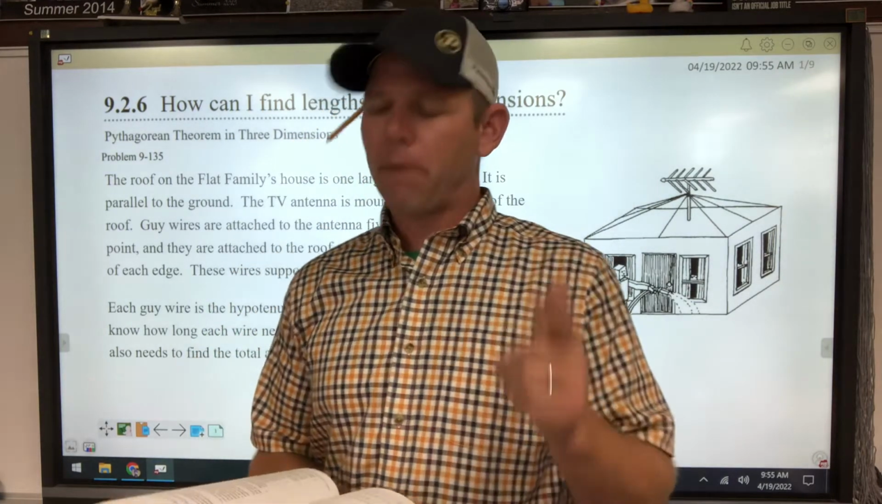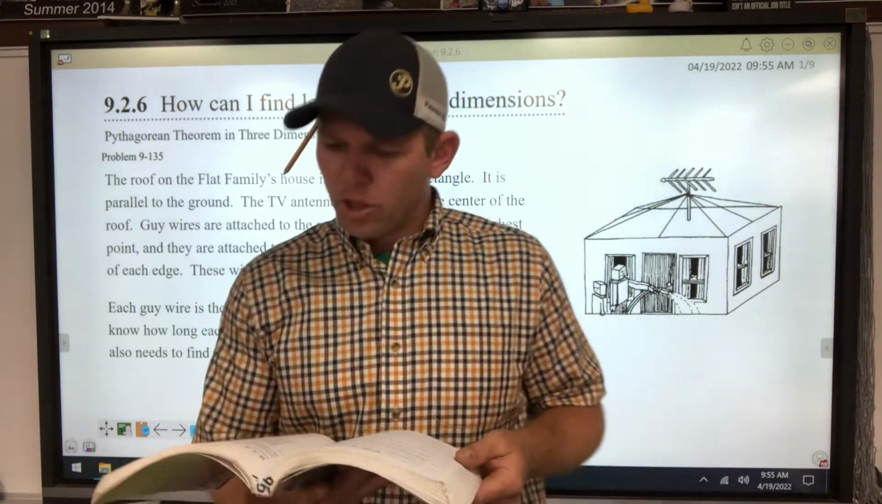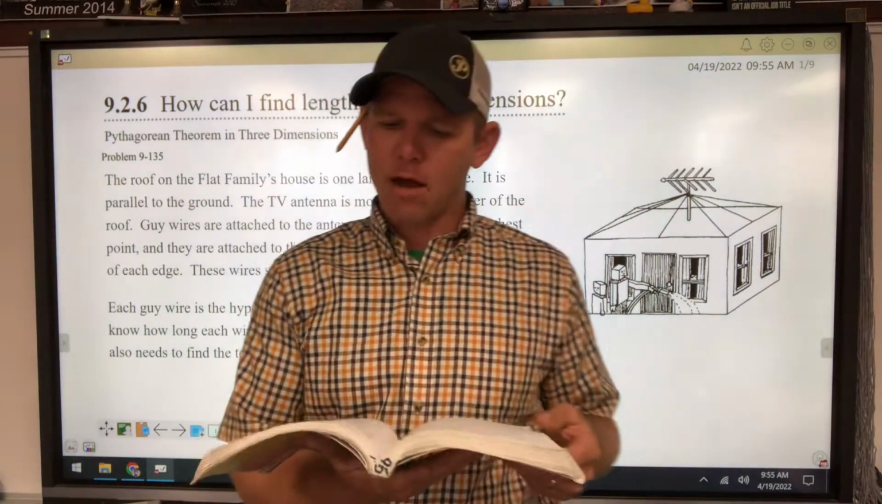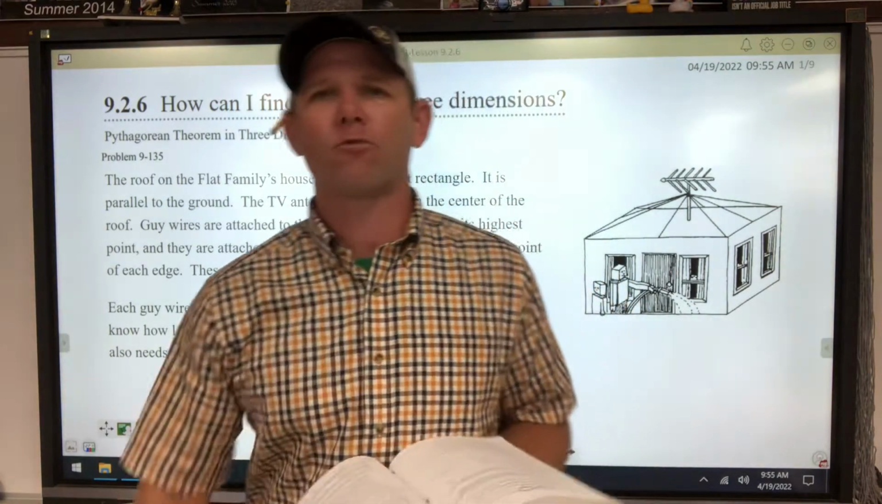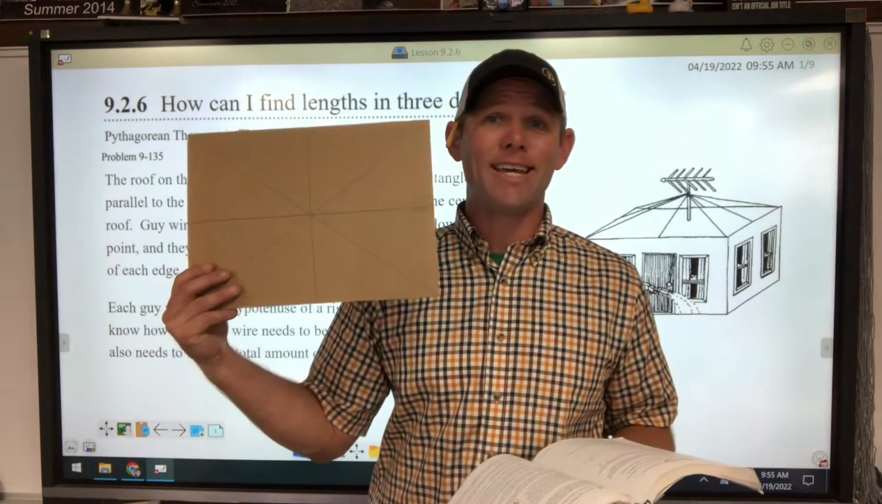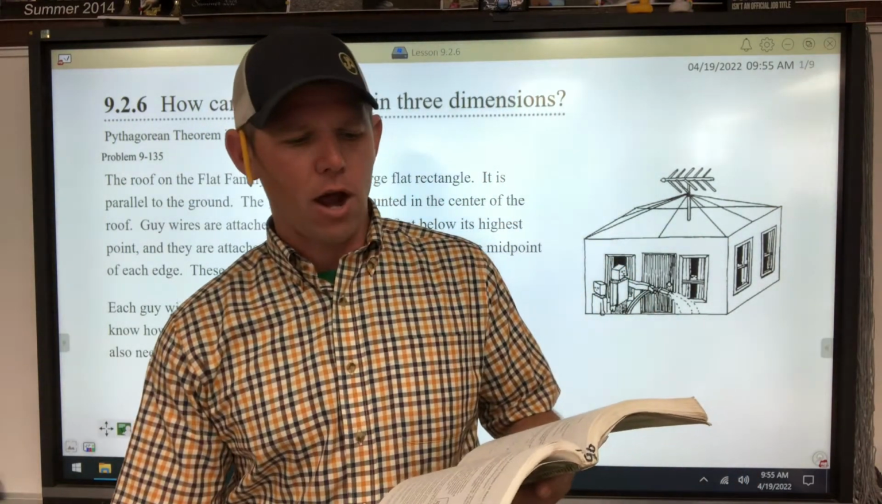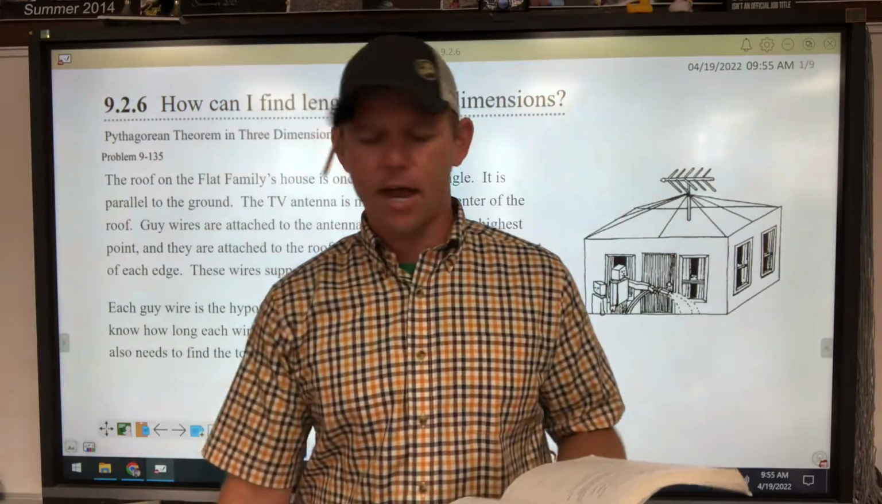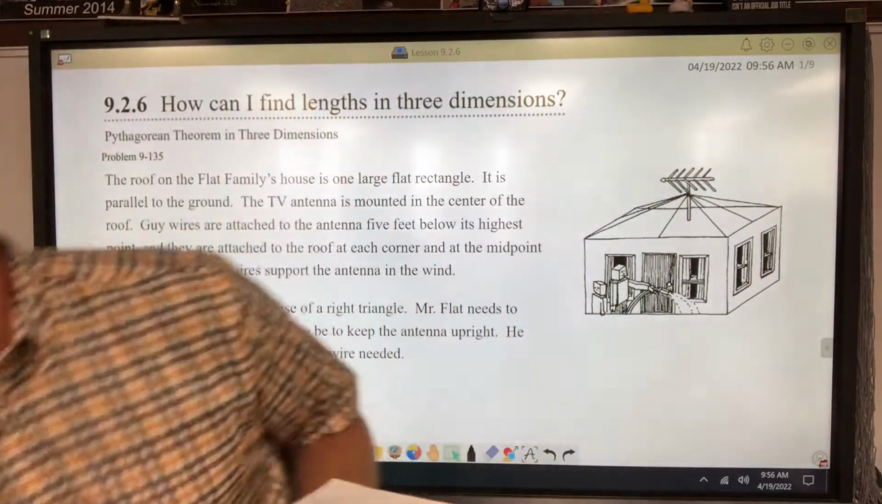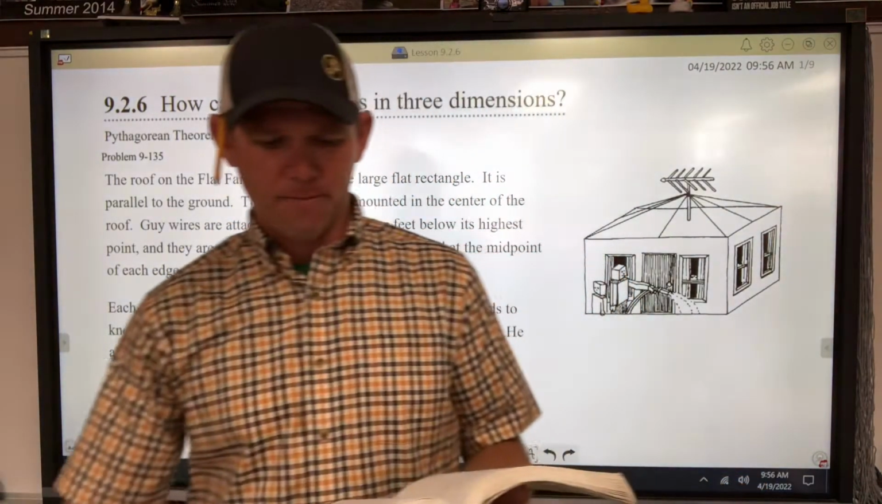So let's start by reading the problem. The roof on the Flat family's house is one large flat rectangle. You're going to need one large flat rectangle today. It is parallel to the ground. The TV antenna is mounted to the center. You're going to need an antenna for today.